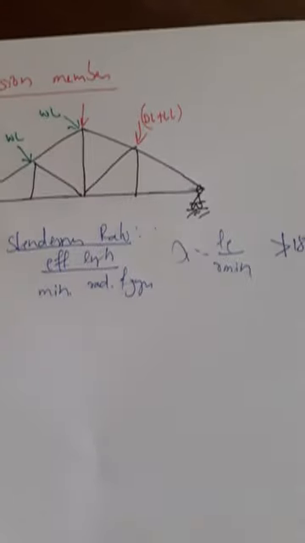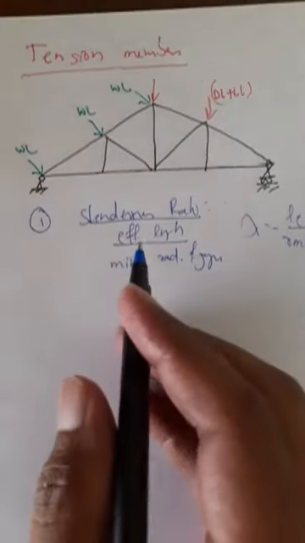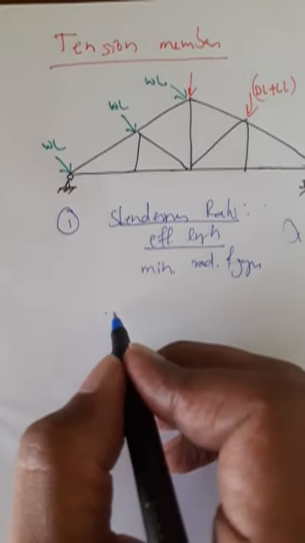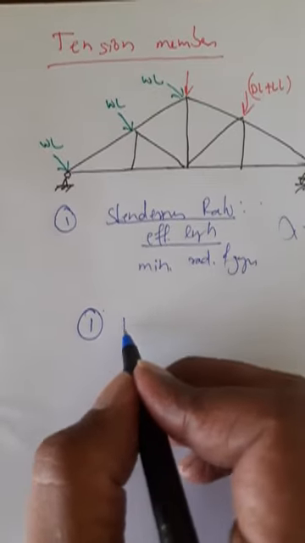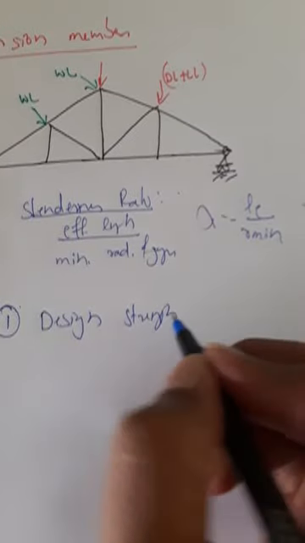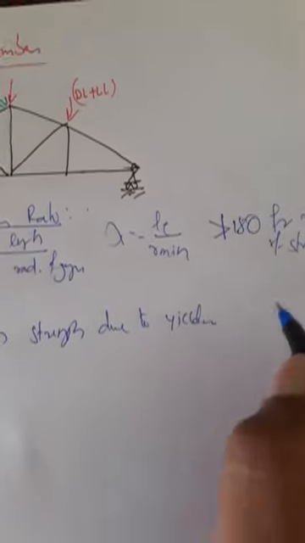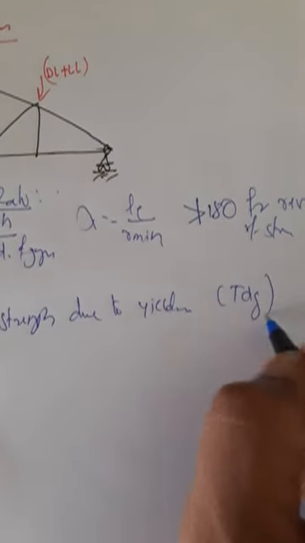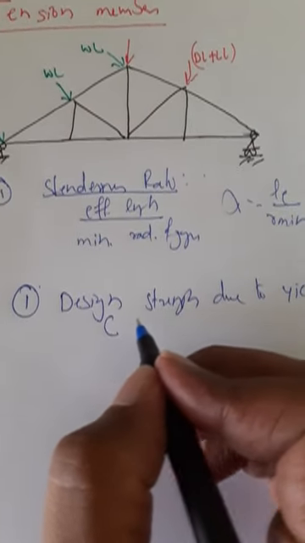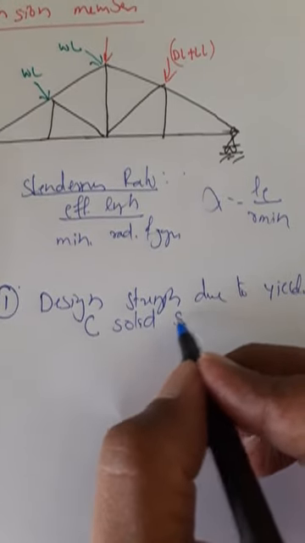Now for any tension member, we have to find three strengths. There are three ways in which a tension member may fail. So the three tests or three failures are: first, design strength due to yielding, and that is denoted by TDG, design strength due to yielding. This is also called the strength of solid plate, solid strength.